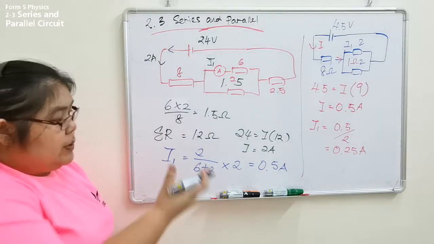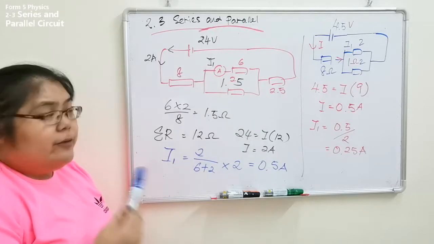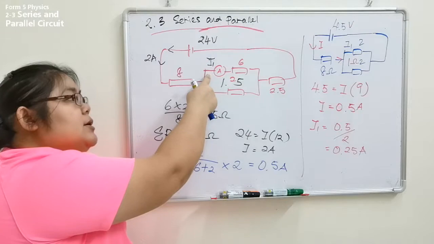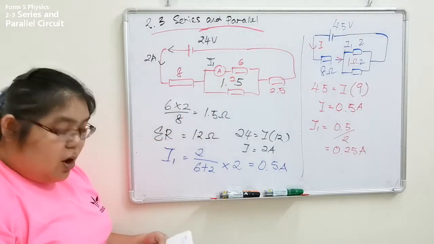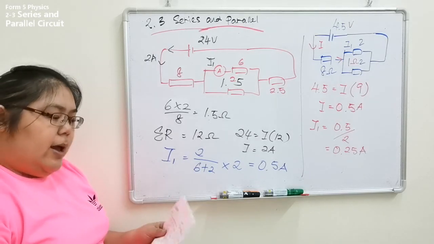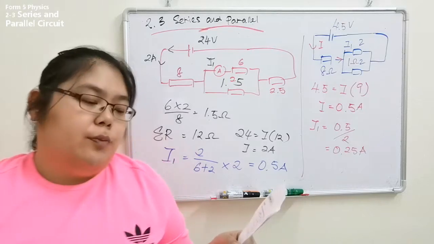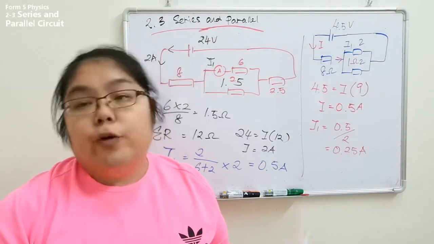So this one, I told you why it becomes fast, because I'm using the formula. If not, you do the calculation one by one. You need to find what's the voltage here, then only can find the I1. So this one is a long method. Okay, then we go to the third part, that's example 3. We need to find the voltage for the different voltmeters.